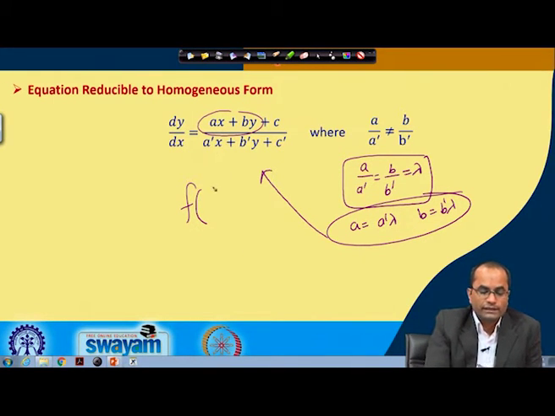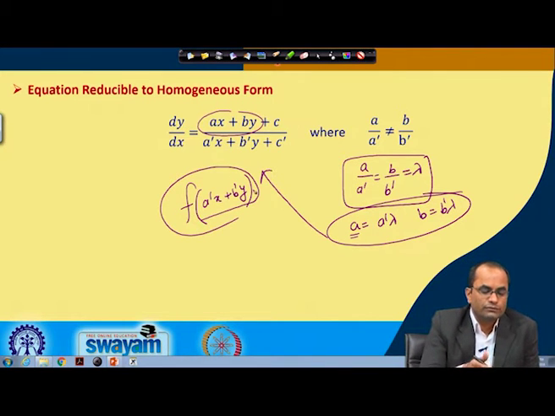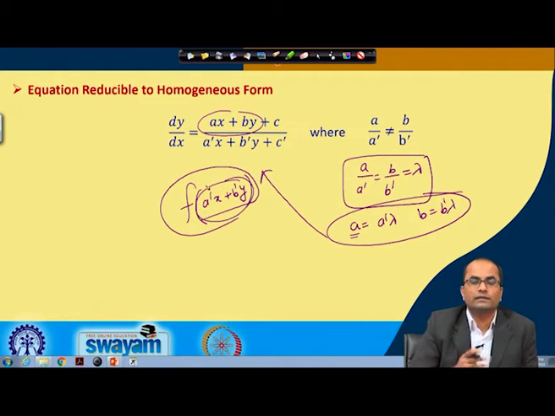So, what we will get here in this case when we replace a, everything will become a function of a prime x plus b prime y, and then we can solve. We do not have to do any further substitution. By substituting this to the new variable, we can solve this equation.